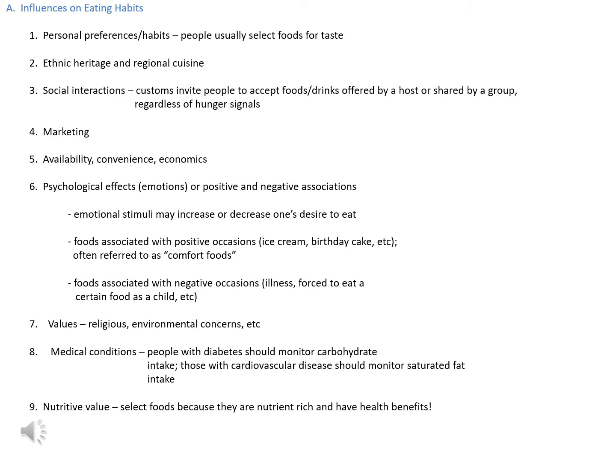Then people's values can also come into play. Food choices may reflect one's religious beliefs, political views, environmental concerns, and so on. As far as religious effects, there may be certain religions which must avoid certain foods, so obviously that's going to come into play. Environmental concerns can be an effect on some people.